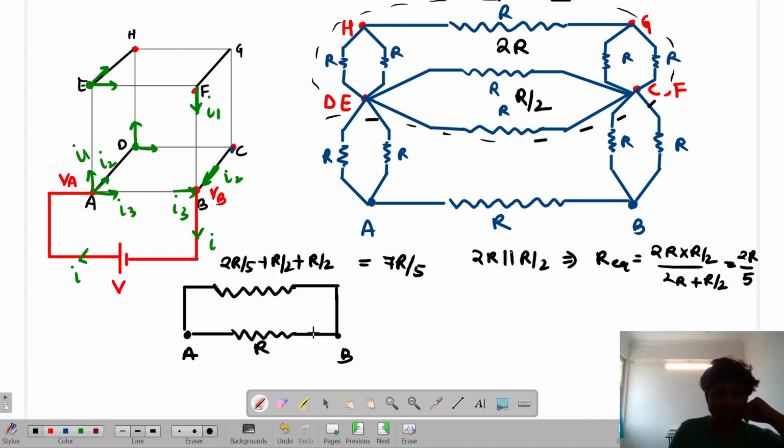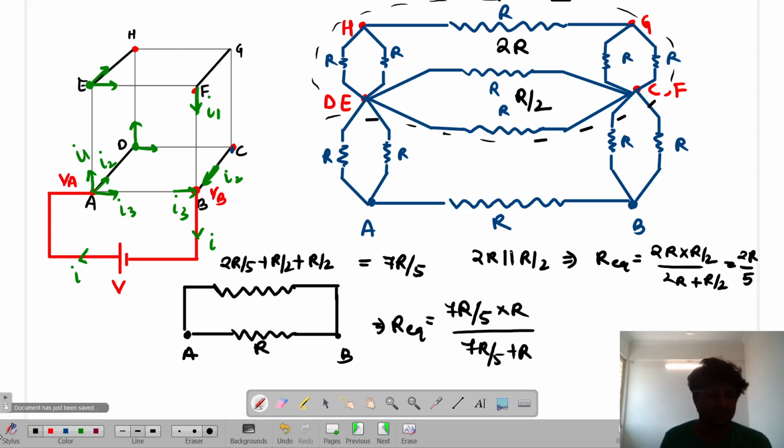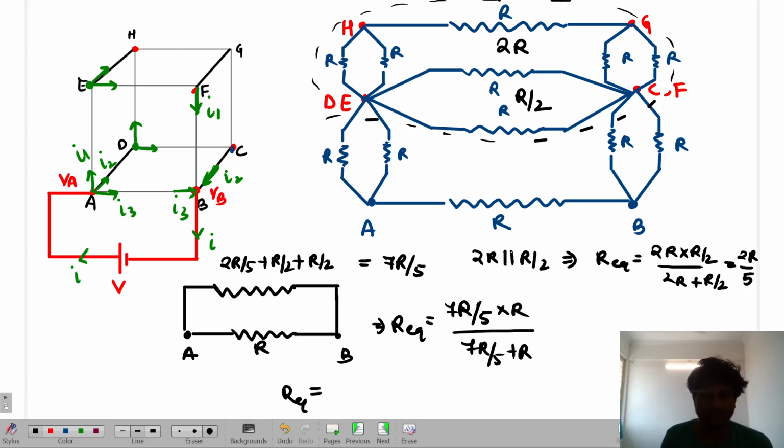And then this R and 7R by 5 are in parallel. So R equivalent is how much? Basically 7R by 5 into R divided by 7R by 5 plus R. So this implies R equivalent is equal to 7R by 12, I think so, isn't it? Are you able to get me? Done? Is this done?